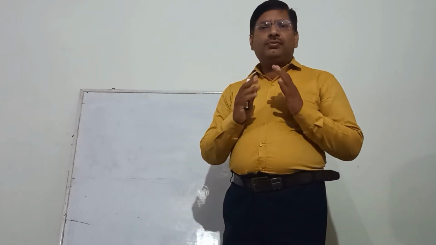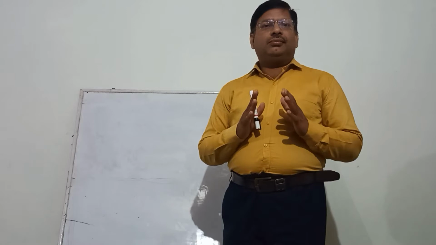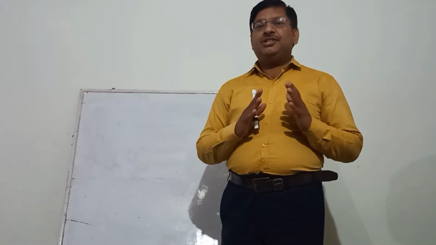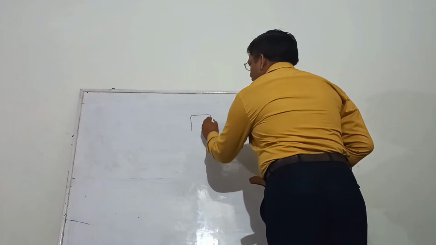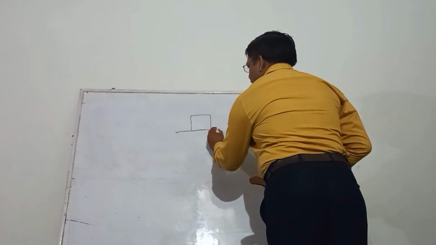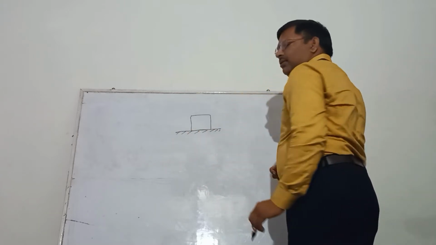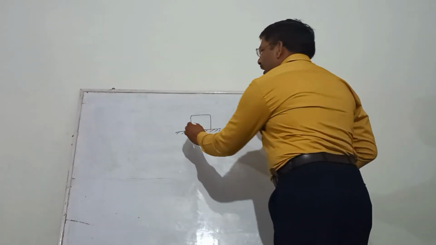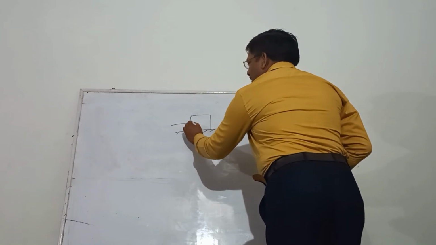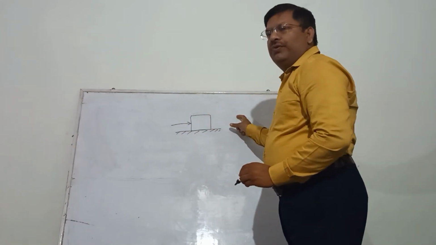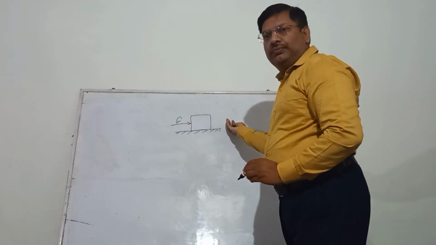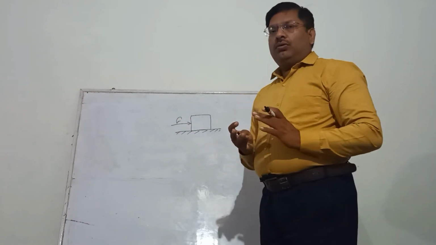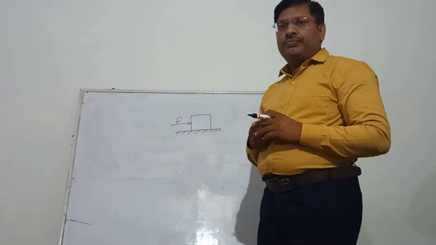So force can be defined as an external cause that changes or tries to change the shape and position of a body. Now, suppose we have a body which is placed on a surface like this. If you apply force F, then this body starts moving. The body moves in the direction of force. So what are the effects of forces?